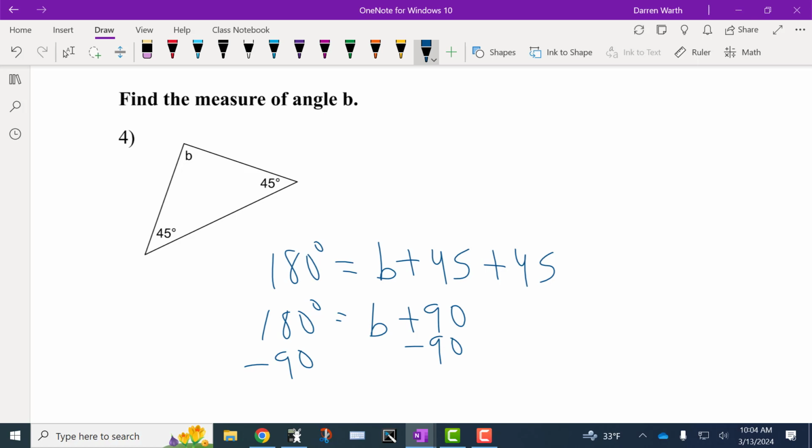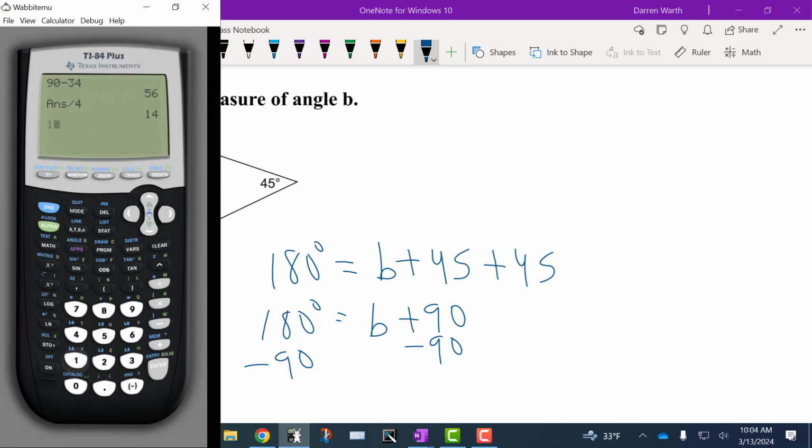So you can just take your calculator again, take 180 minus 90, and that looks like B is going to come out to be 90 degrees. And that'll be your answer.